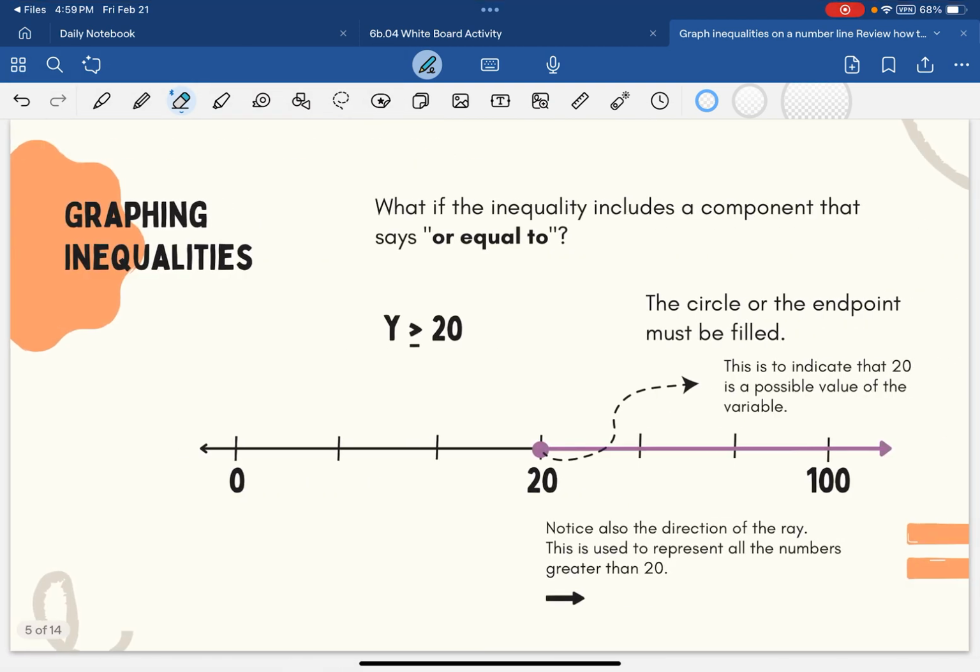We're going to do a greater than or equal to symbol now. So this one is a G, or I like to tell your students, anything greater than or equal to 20 is an answer. So if we say 20, could it be 20? Is 20 a possible answer? Yes. So we're going to fill it in. And then anything greater is going to be going this way.